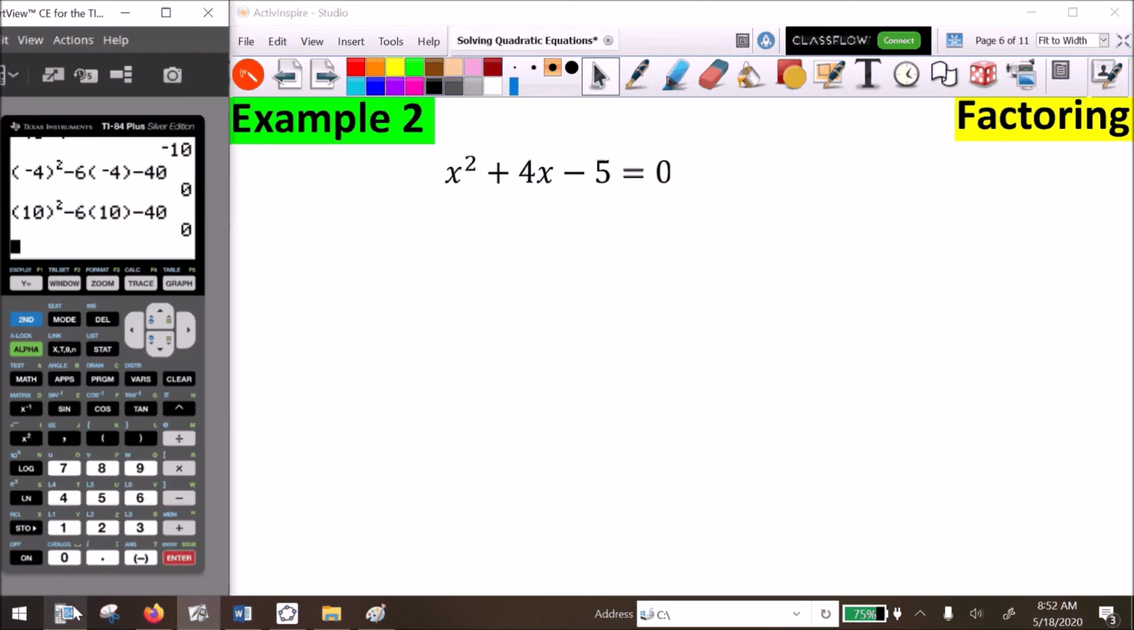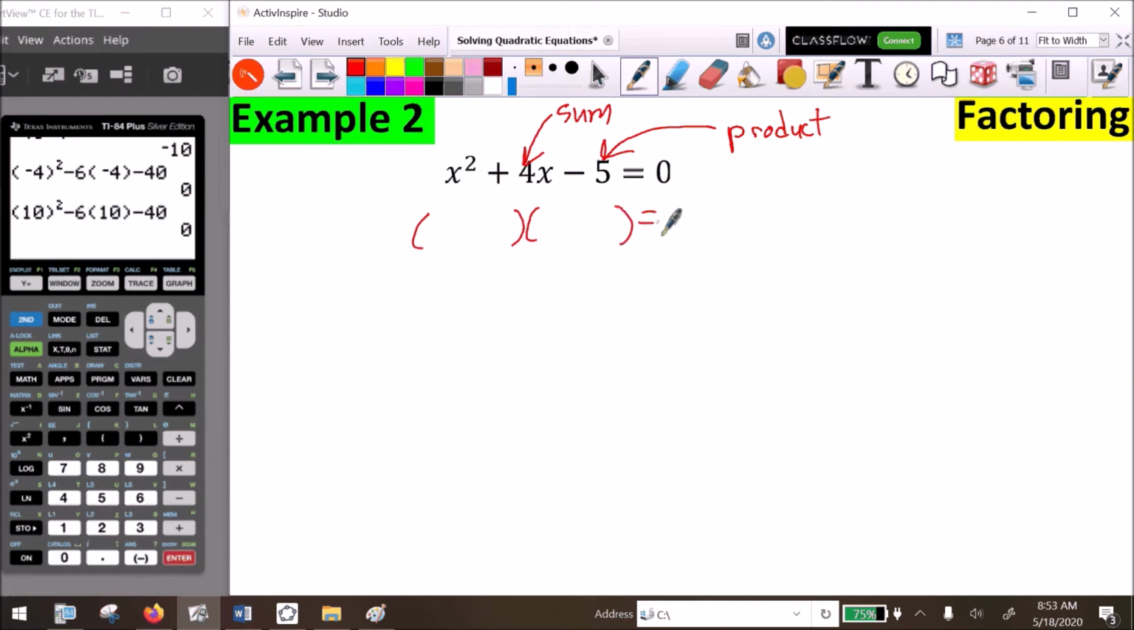x squared plus 4x minus 5. We're going to use factoring again here because we can find a pair of numbers that have a product of -5 and a sum of +4. So think about numbers that multiply to -5 and add up to +4. -5 is divisible by 1, and that's really the only thing that goes evenly into -5. Do these add up to 4? No, they add up to -4.